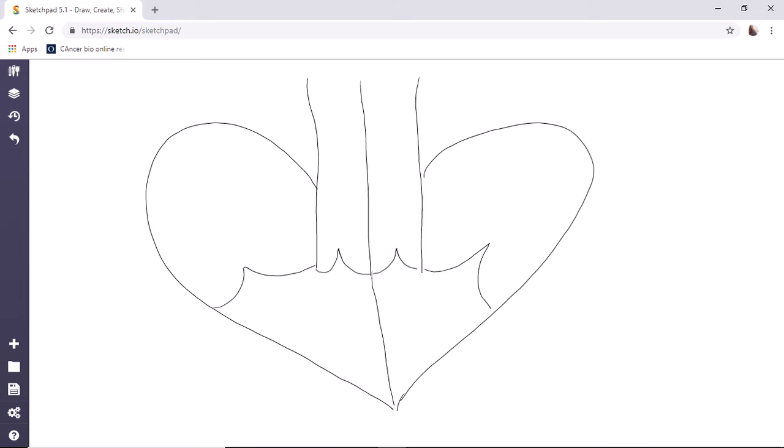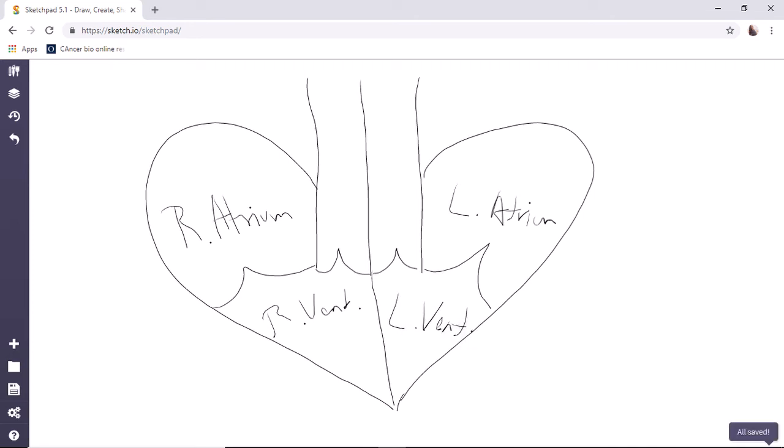So that makes this the right atrium, the left atrium, the right ventricle, and the left ventricle, okay?